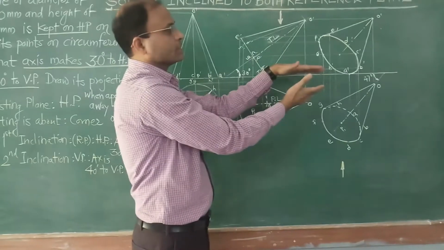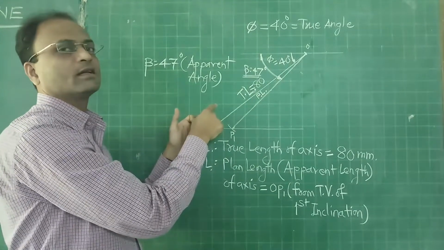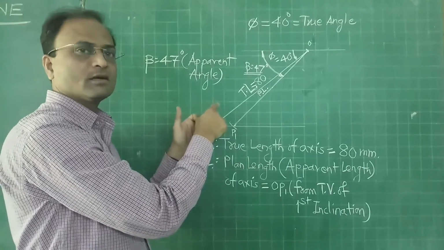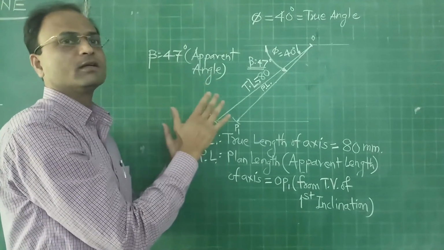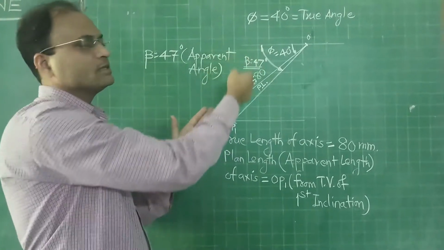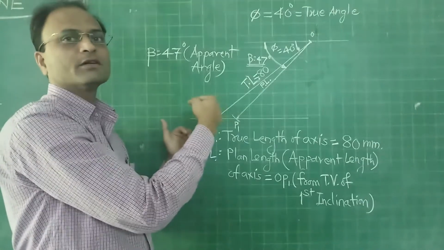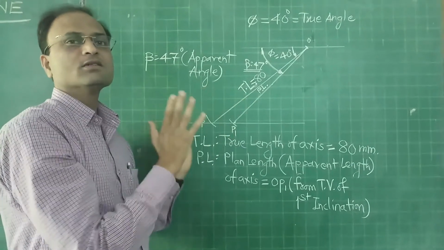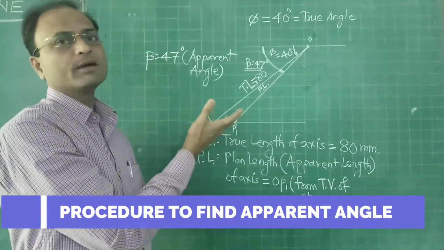Now we have to go for the second inclination, which is of the axis with respect to the vertical plane. So here the axis makes 40 degrees with the vertical plane. For this purpose, before we apply this inclination, we find that in the top view after the first inclination the axis is not seen to its true length. That's why we have to apply the apparent angle.